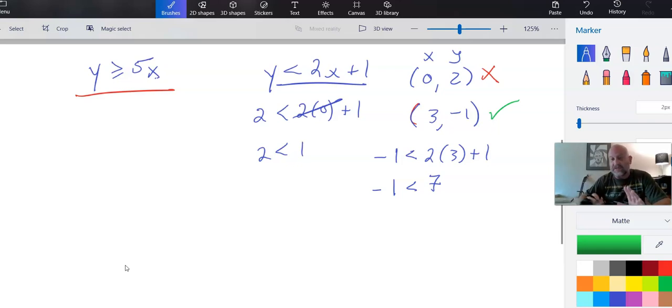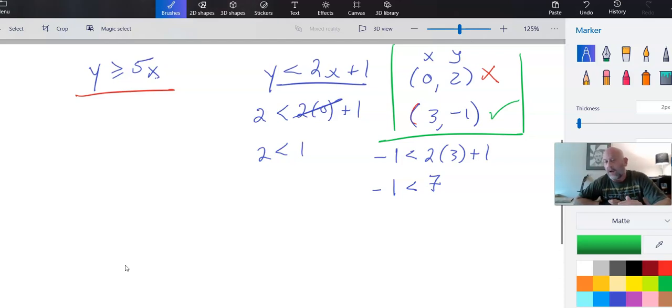So some of the skills we'll need to be able to do here. One, you have to be able to check to see if something is a solution. That's a necessary skill right now. And you need to be able to graph a regular line as well. So between those two things, we're going to put those together, and we're going to be able to graph inequalities.